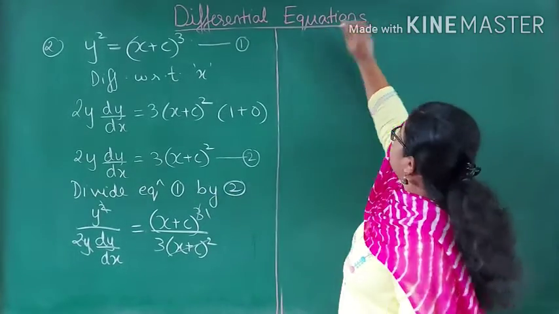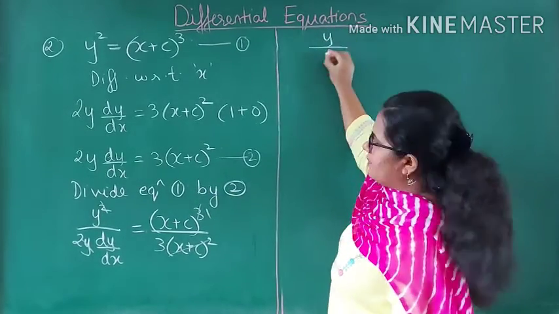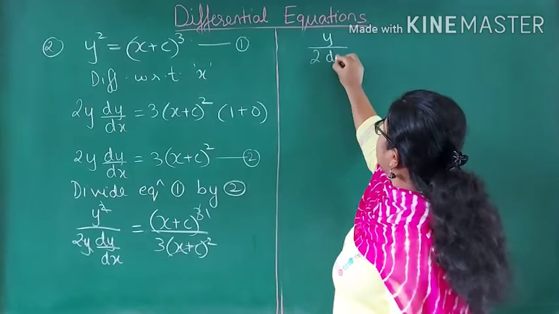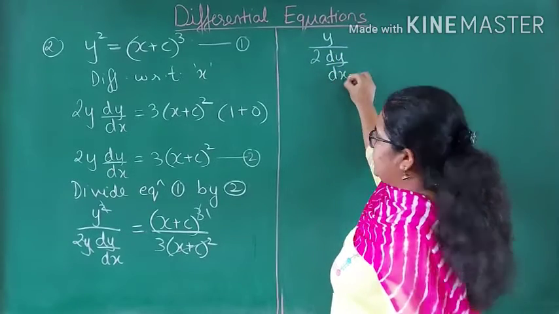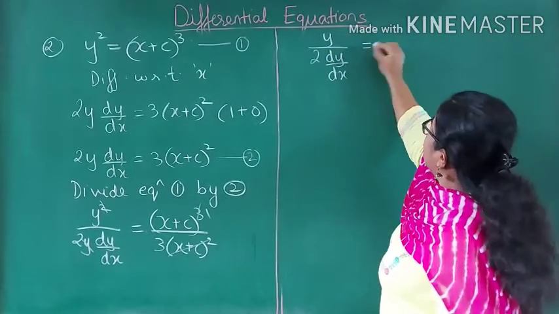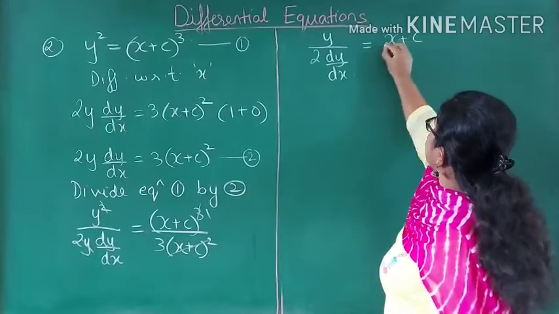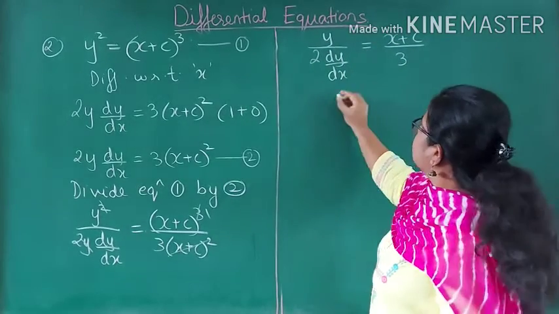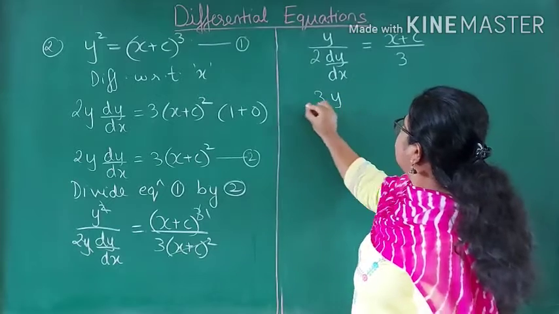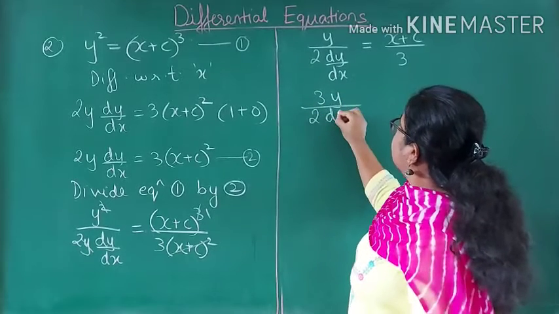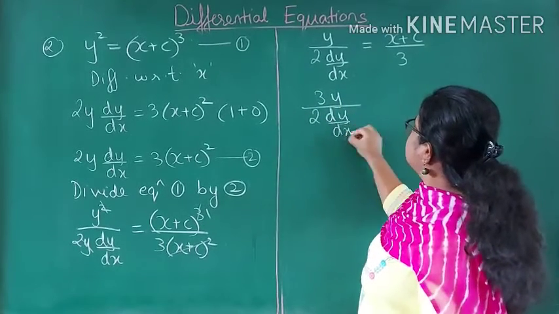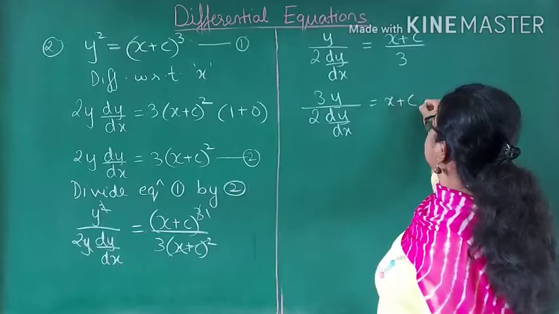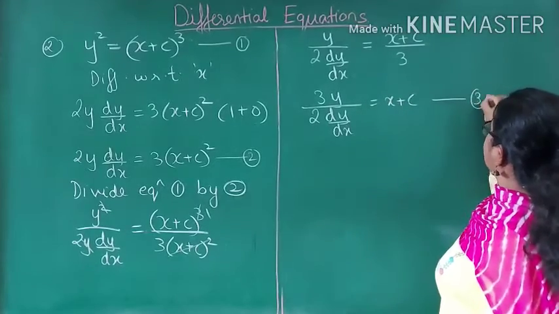So what is the remaining term? It is y upon 2 into dy by dx is equal to x plus c upon 3. Now cross multiply 3 this side. So what you get? 3y upon 2 dy by dx is equal to x plus c. So this becomes your equation 3.